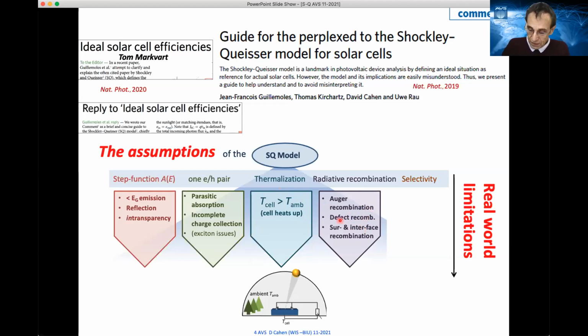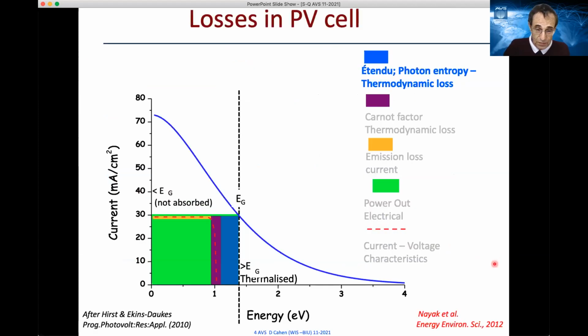If you have defects, you can get recombination, which becomes non-radiative. And also surfaces and interfaces are good places for recombination that will not be radiated. And if you are not selective enough, then you get losses at the contact. And also some of the electrons may be lost in the hole contact and vice versa. And this will show up. So there are various ways in which we can deviate.